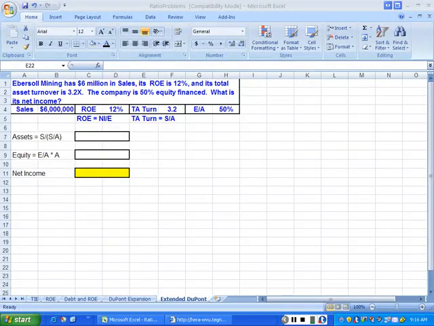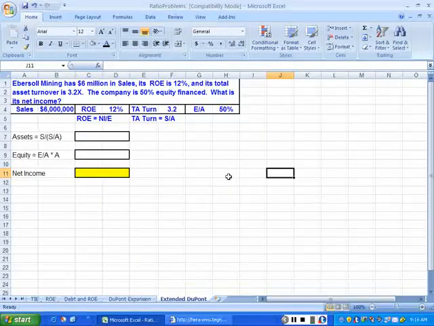As we've seen in a variety of examples, the DuPont expansion is a helpful way to understand why return on equity is performing at a level that it is. This problem deals with the extended DuPont, where your return on equity, here given at 12%, is made up of three components.